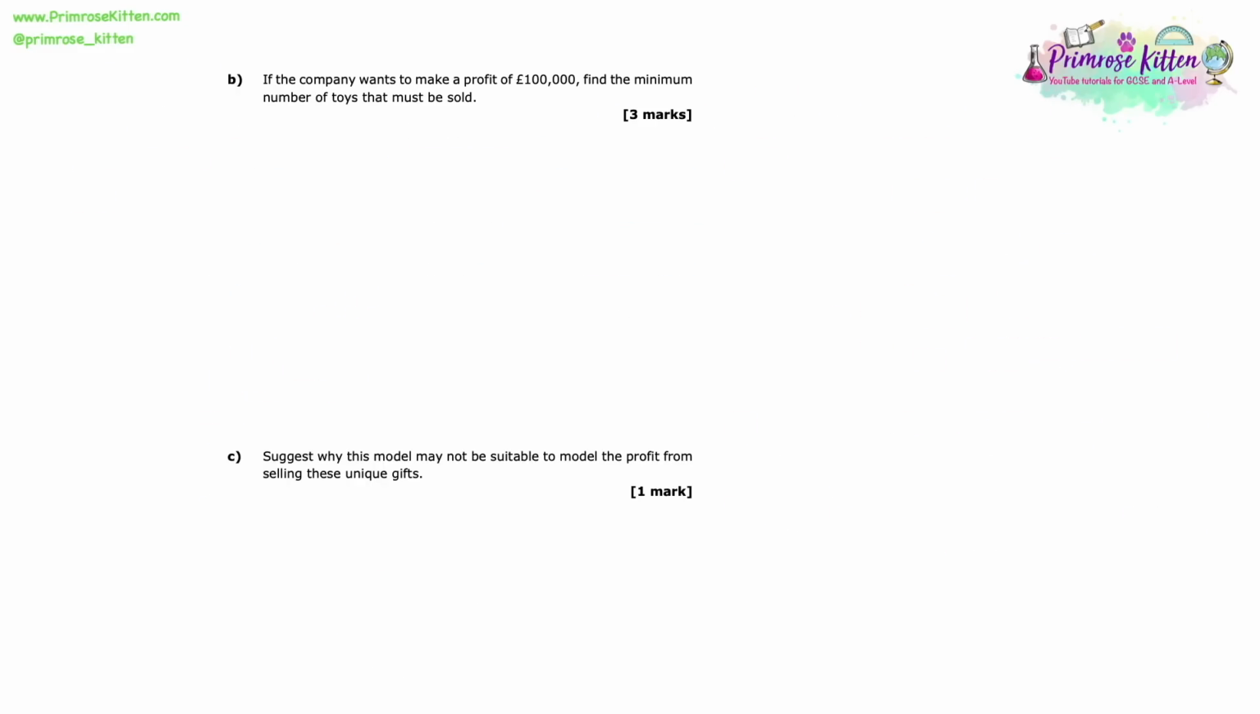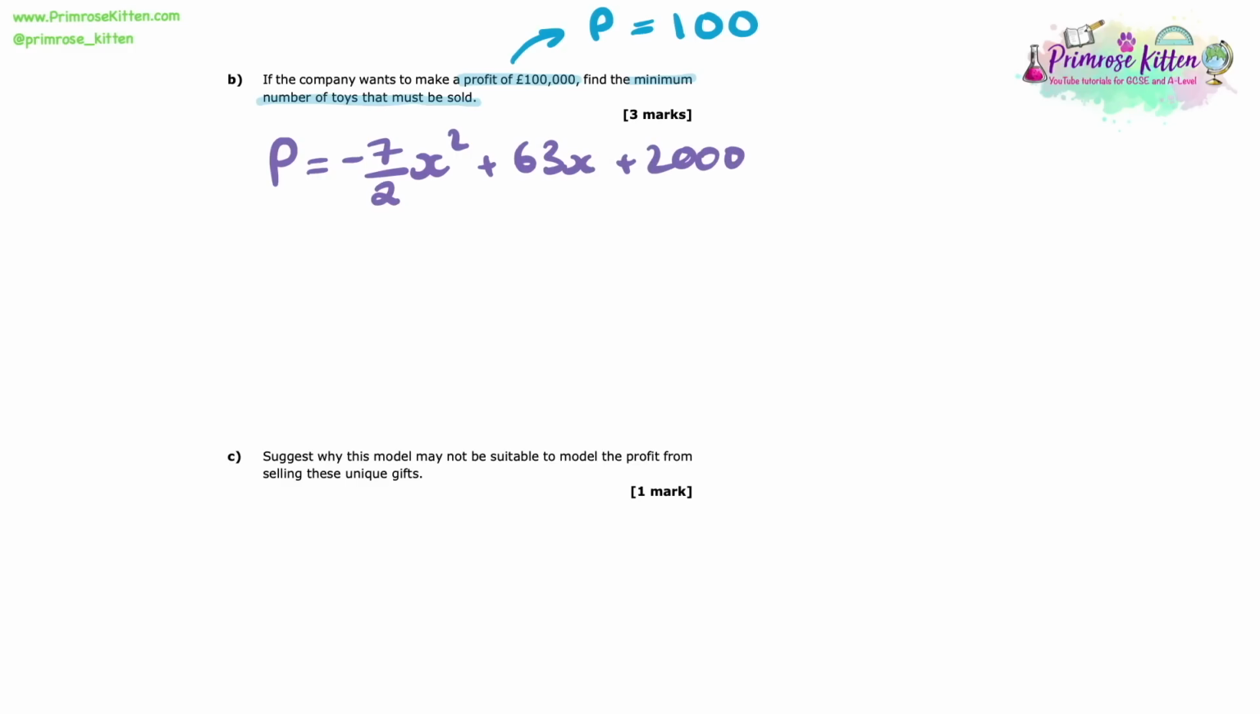If the company wants to make a profit of £100,000, find the minimum number of toys that must be sold. So here we need to use our equation for P again. So remember that the profit was in thousands. So that means that P is equal to 100 when we substitute it back into the equation. So let's start just by reminding ourselves of that equation again. We've got P equals minus 7 over 2 x squared, and then that is plus 63x plus 2000.